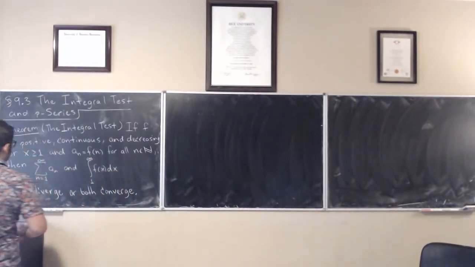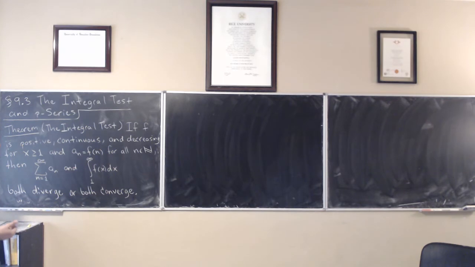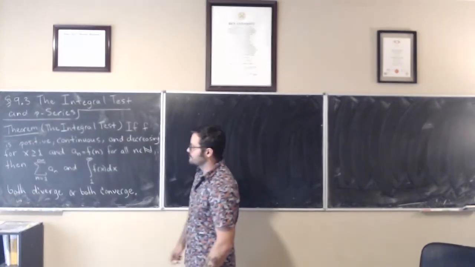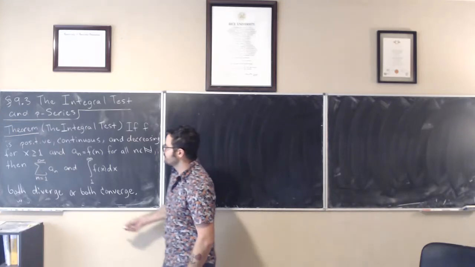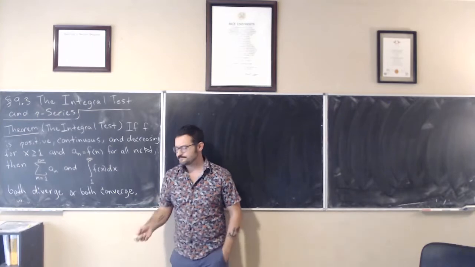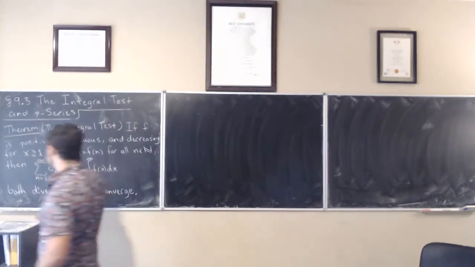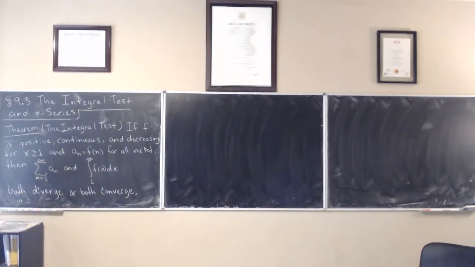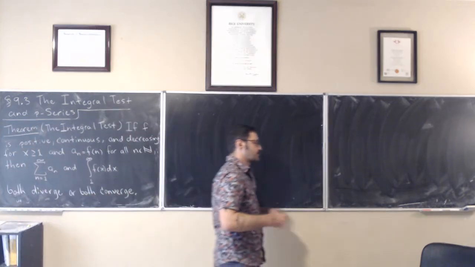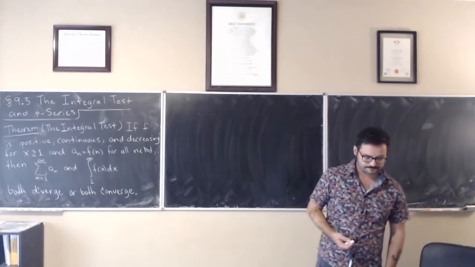If f is a positive, continuous, and decreasing function for all x greater than or equal to 1, such that a sub n is equal to f of n for every natural number, then the infinite series of a sub n and the improper integral from 1 to infinity of f of x either both diverge or both converge.